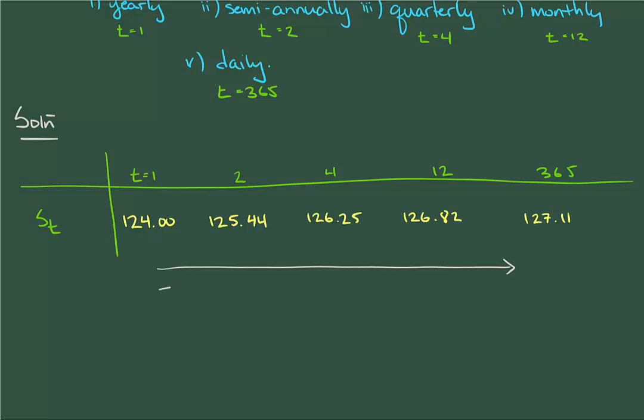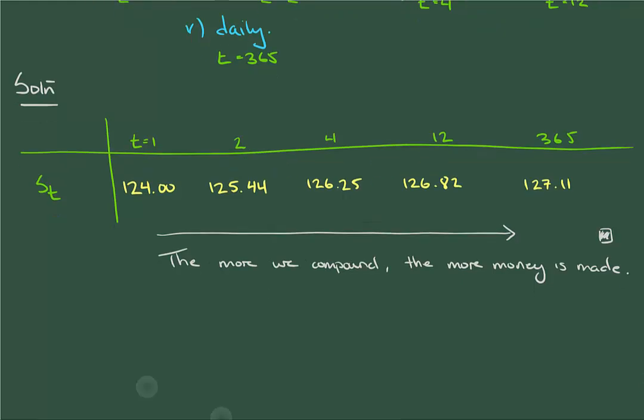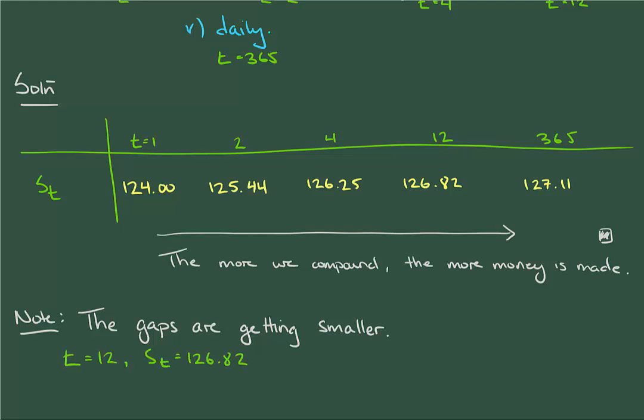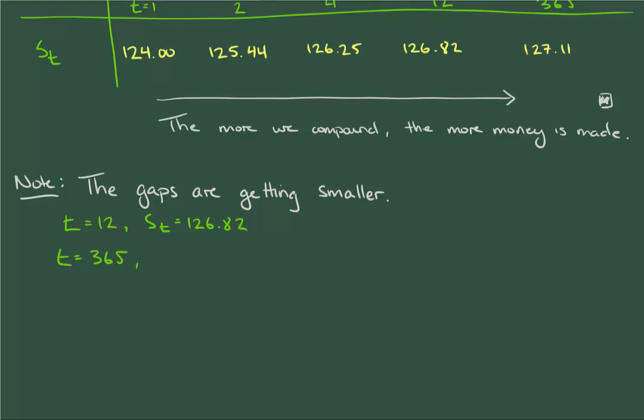And let's see if we can see a couple of interesting things from this table. First of all, all the values are different, but more interestingly, the more often we compound, the more money seems to be made. So that's kind of an interesting thing which happens. The other thing to note is that the gaps are getting smaller. So the more often we compound, we are making more money, but the amount of money we make is very, very small. So for example, when we compound monthly, we make $126.82. And when we compound daily, we make $127.11. And that's only a difference of 29 cents. It's not really significant.